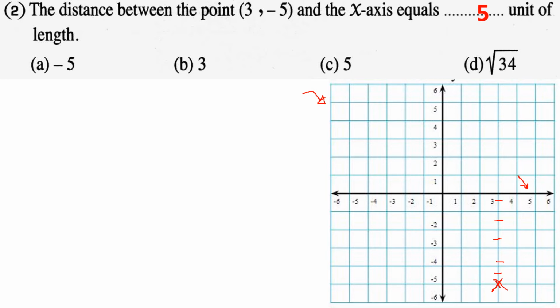I have another way. What is that way? Look at the y coordinate. So the distance is the absolute value of the y coordinate, which will give me also 5. So choice number C.